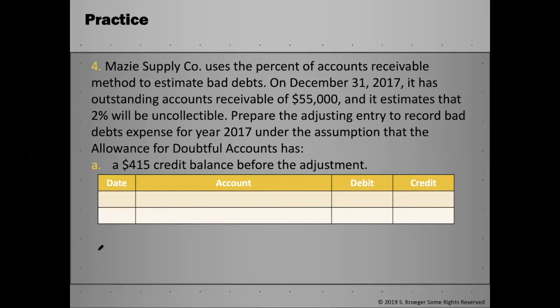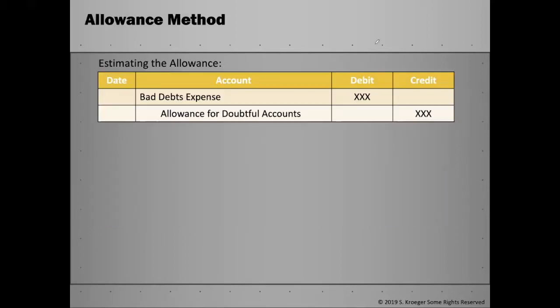2017. Under the assumption that the allowance for doubtful accounts has, in Part A, a $415 credit balance before the adjustment. As a reminder, regardless of what method we're using, estimating the allowance is always this journal entry right here, bad debt expense and allowance for doubtful accounts.